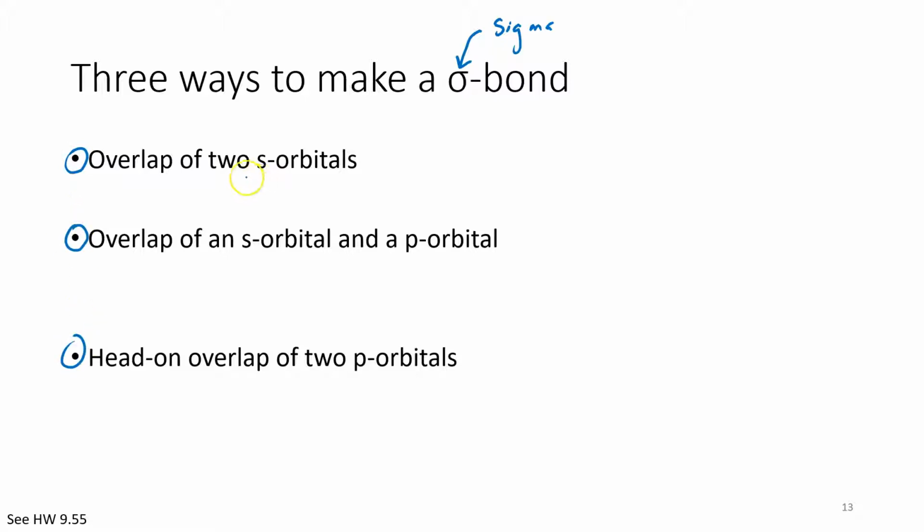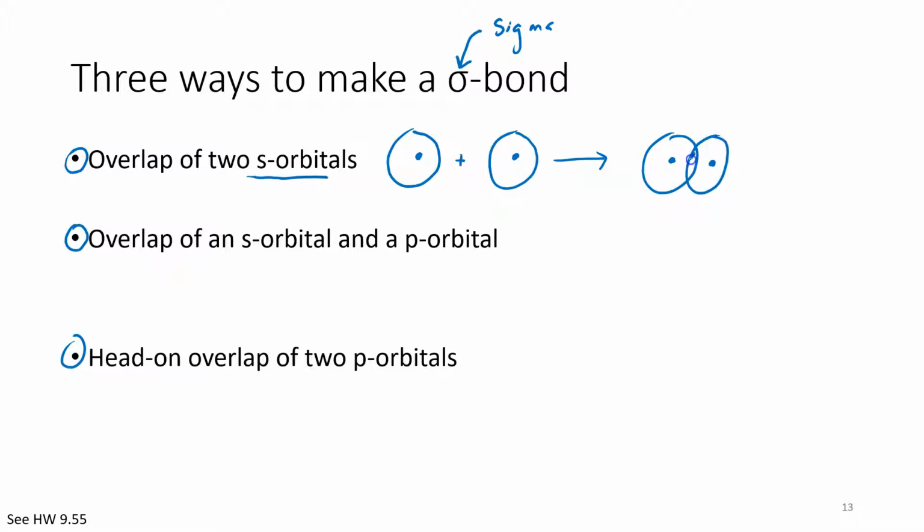The first is the overlap of two s orbitals. So we could sketch that. First of all, this is the nucleus of one atom, and here is its s orbital. And here is the nucleus of another atom along with its s orbital. If these two were to overlap, this is what we'd have. Right here, where those two s orbitals overlap, we would have ourselves a sigma bond.